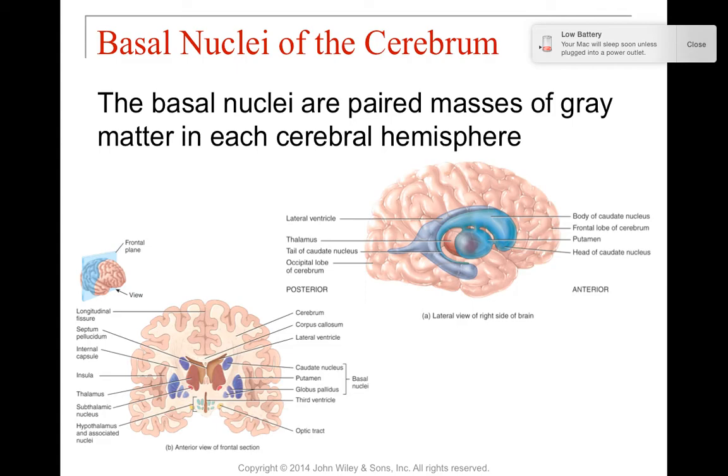Now, we don't know exactly what the function of the claustrum is, but we think that it has to do a little bit with visual attention. And another function of the basal nuclei can involve regulation of muscle tone and control of the contraction of skeletal muscles, such as swinging your arms around while you are walking.